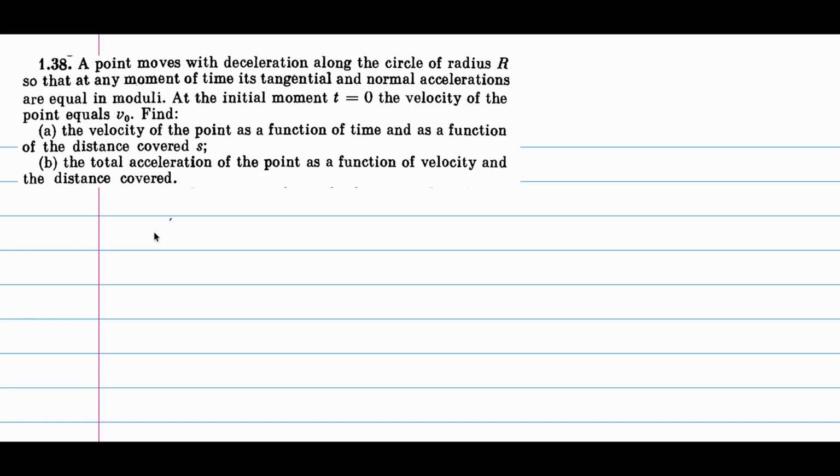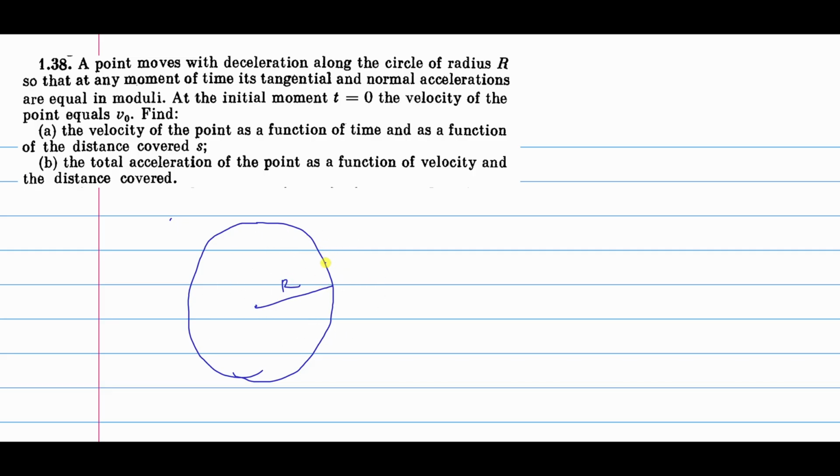Okay, let's solve this question. A point moves with deceleration along a circle of radius r so that at any moment of time its tangential and normal accelerations are equal in modulus. Okay, a point is moving along the circle of radius r.